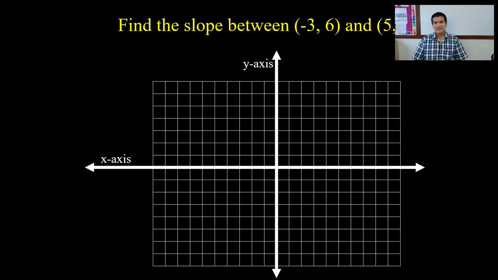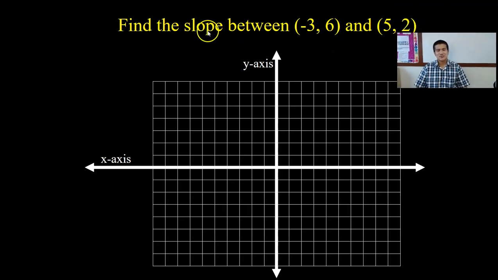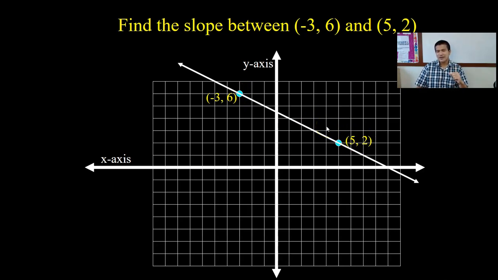Let's say we want the slope of the line through point 1, which is negative 3 and 6, and point 2, which is 5 and 2. Negative 3 and 6 can be found in quadrant number 2. 5 and 2 can be found in quadrant number 1, right? So that is point negative 3 and 6, and then we have 5 and 2. Now we will try to find the slope of the line. So we have the rise and then the run. Here we can see that we go from this point to this point.